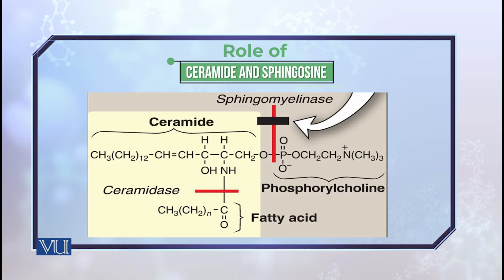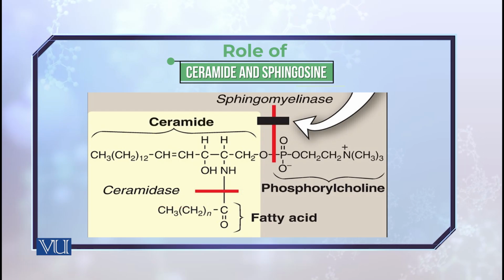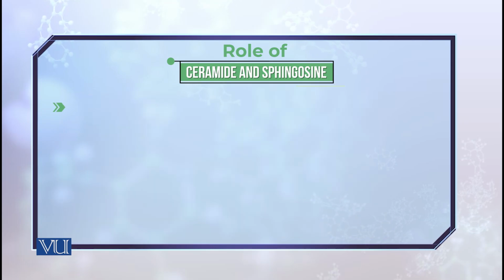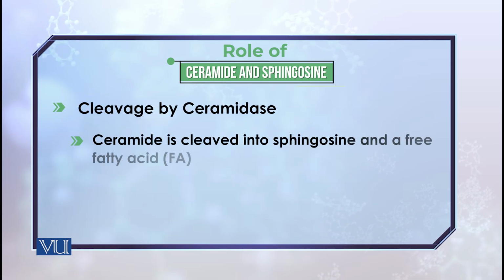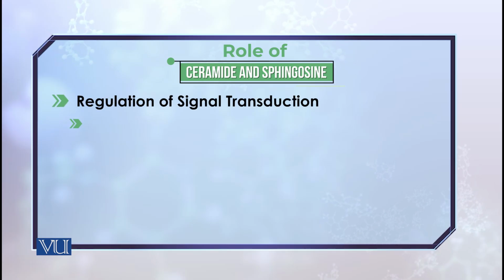Then another enzyme, ceramidase, will cleave the bond between the fatty acid group and the sphingosine group, and as a result of this, the fatty acids and the sphingosine will be separated. And then these fatty acids and sphingosine perform their own functions. The fatty acid, of course, will be involved in energy production, while the sphingosine is involved in different signaling pathways.